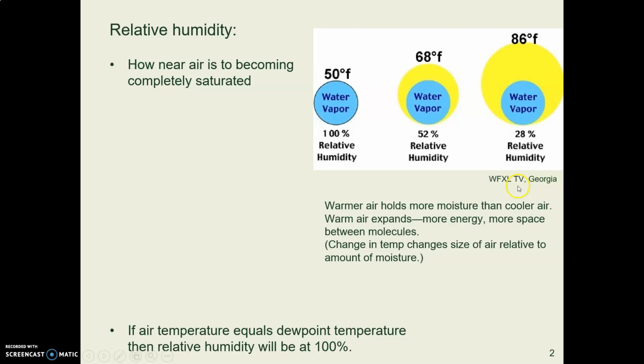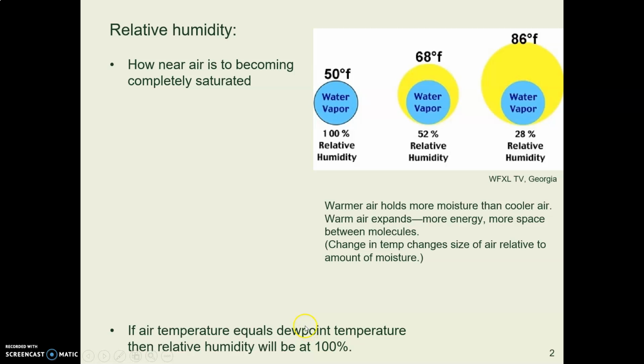So if you're at a colder temperature, the air can hold a lot less water vapor, and so it doesn't take as much for that relative humidity to reach 100%. So that air is completely saturated. And what happens then? You've reached dew point.